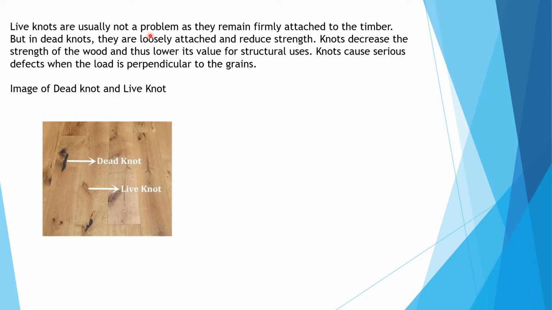Live knots are usually not a problem as they remain firmly attached to the timber, but dead knots are loosely attached and reduce strength. Knots decrease the strength of the wood and thus lower its value for structural use. Knots cause a serious defect when the load is perpendicular to the grain. This is the picture of a dead knot and a live knot.